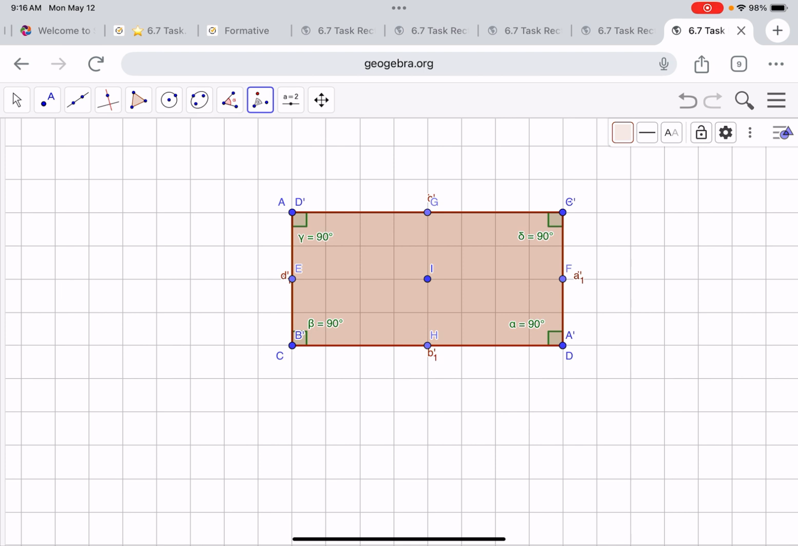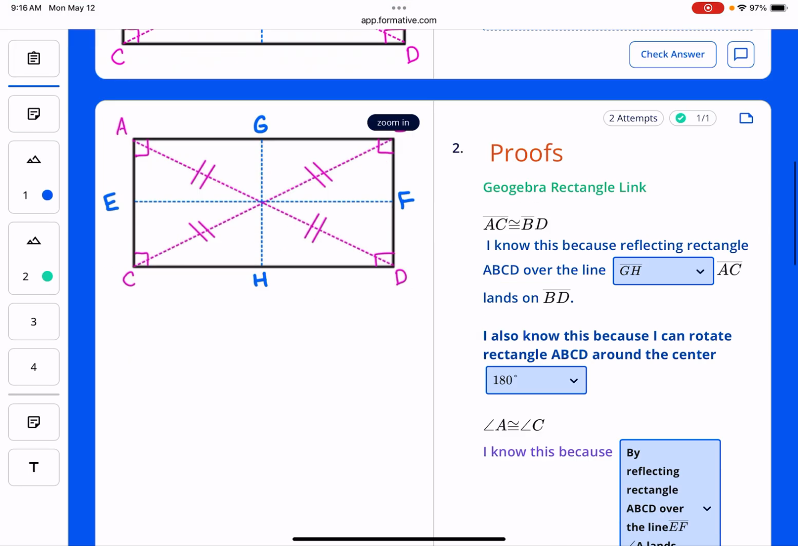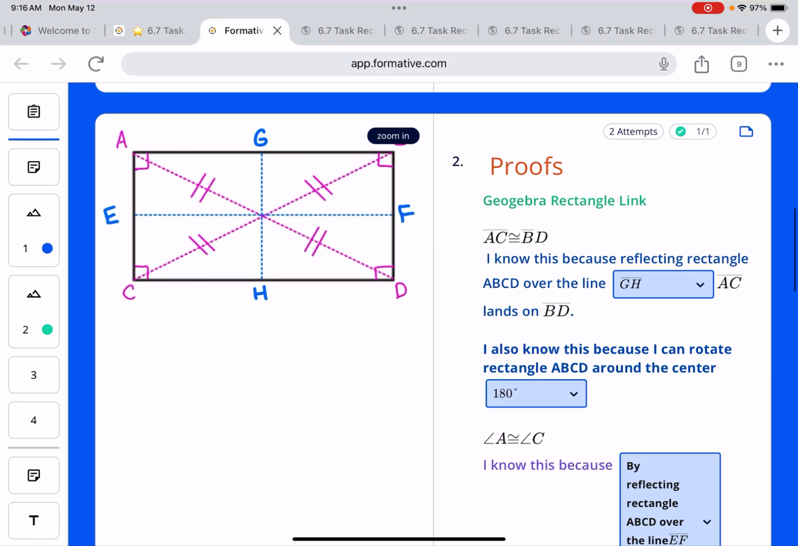Again, the way I showed it the first way was by proving that if you reflected the rectangle over the middle, hamburger way, then A lands on C, and D lands on C, and we already proved that A and C were congruent. So I was showing that would be another method to show that they are congruent. This is the rotation method, which is what they want us to choose to make this number 2 turn green.